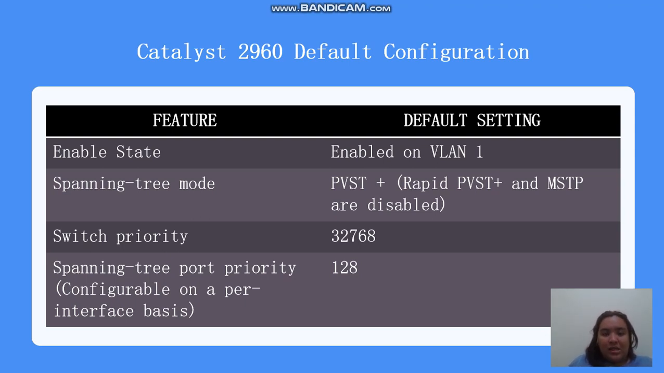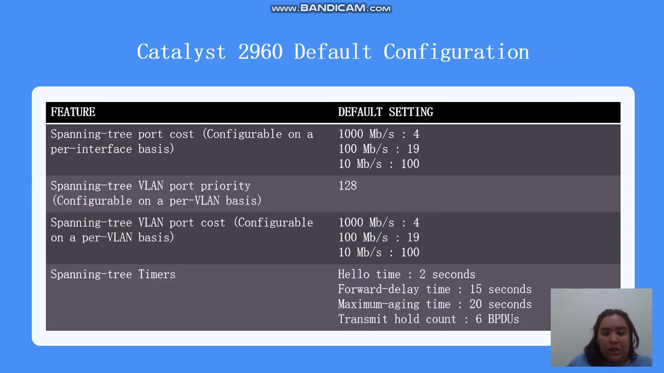So Catalyst 2960 configuration. Here are the features: enable state, spanning tree mode, switch priority, and spanning tree port priority, configurable on a per interface basis. The default settings are enabled on VLAN 1 for enabled state, PVST Plus, while rapid PVST Plus and MSTP are disabled. The switch priority is 32768 and the spanning tree port priority is 128. So here are other features you can see.